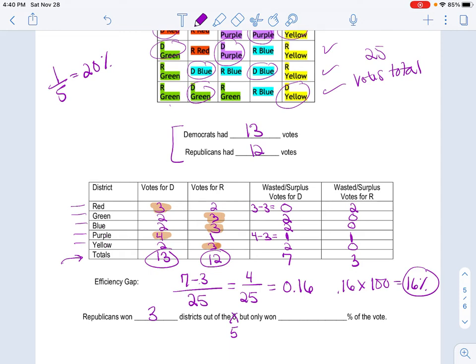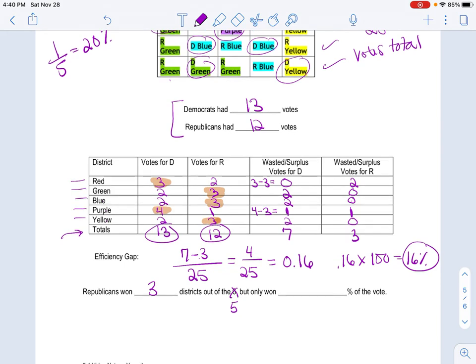But what percentage of the vote did they actually get? And how you do that, again, percentage, is part over total. So Republicans had 12 out of the 25 votes total. Well, 12 divided by 25 is 48%. So they won more than half the districts, but they didn't get half of the votes. So that is another kind of red flag of how these districts are drawn. I hope that all makes sense, and reach out if you have any questions.